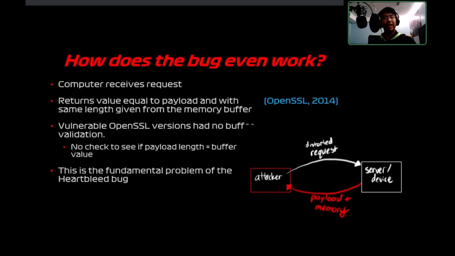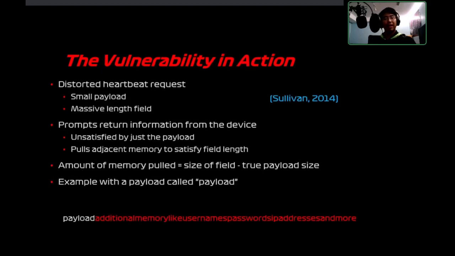This right here is actually the fundamental problem of Heartbleed. An attacker can send a distorted version of a standard heartbeat request. What this means is that it sends a small payload and a massive length field to a vulnerable device, which in most cases was a server. The request will prompt the device to send back the payload.